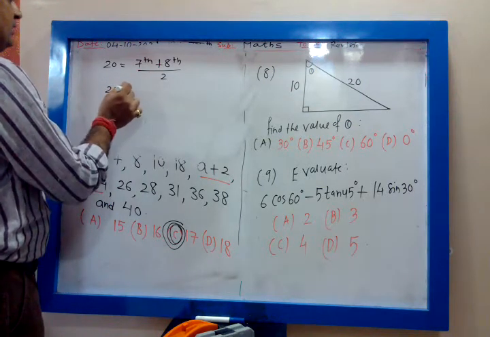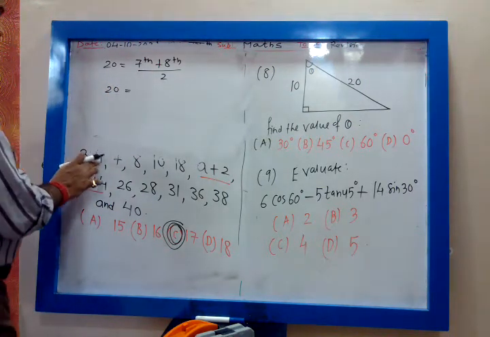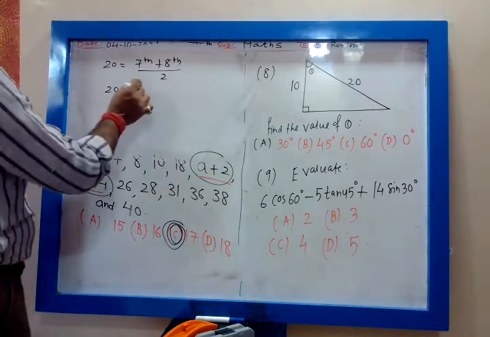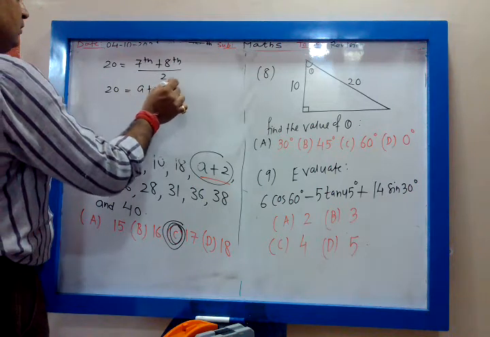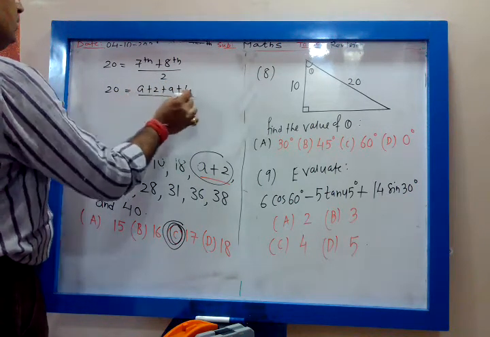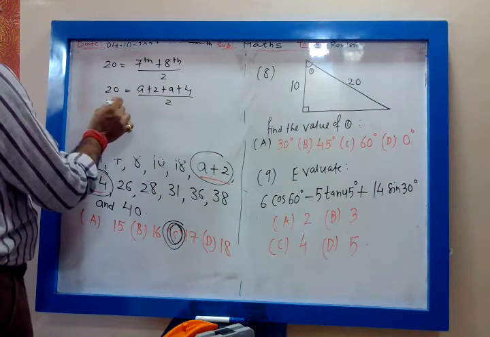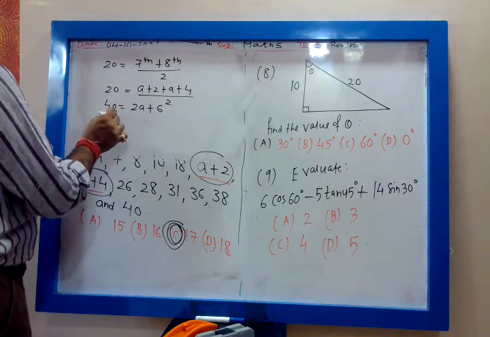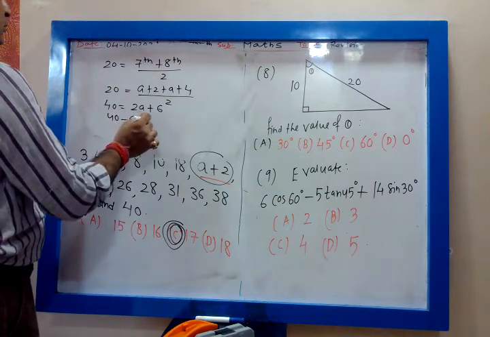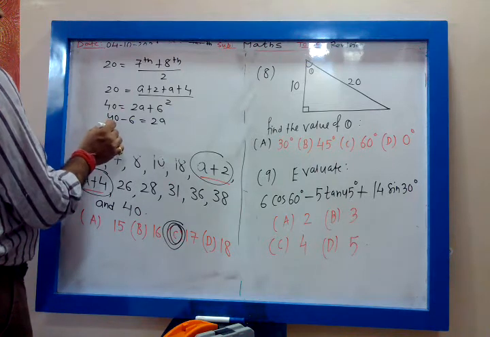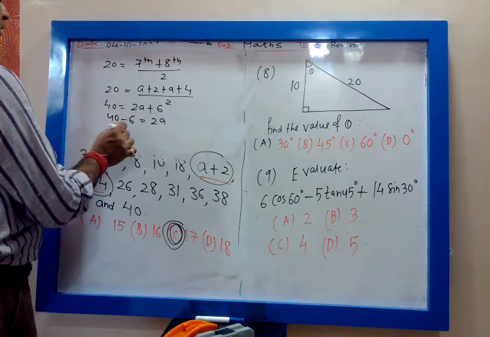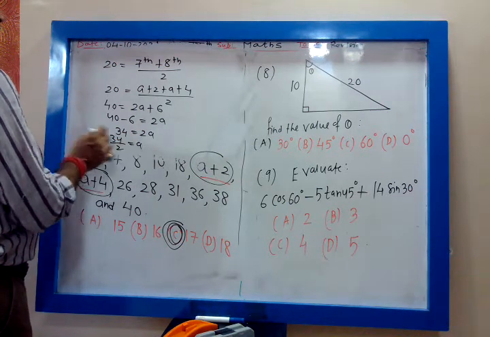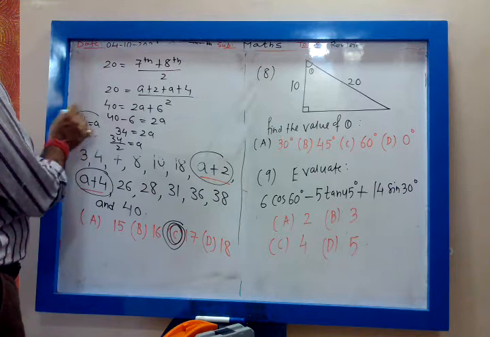So 20 is equal to the 7th term, 1, 2, 3, 4, 5, 6, 7, which is A plus 2, plus the 8th term, A plus 4, divided by 2. The 2 will get multiplied, so 40 is equal to 2A plus 6. 40 minus 6 is 34, so 34 is equal to 2A. 34 divided by 2 is 17, so A is 17. So the correct option is 17.